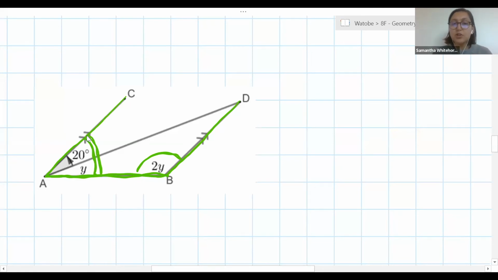I want you to give it a try by yourselves and tell me if you can figure out what y is. I've given you a pretty good hint of what we need to do here. So if and when you're feeling comfortable, if someone wants to raise their hand and let us know what they did, that would be awesome.